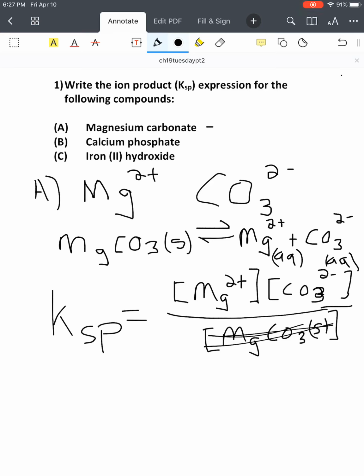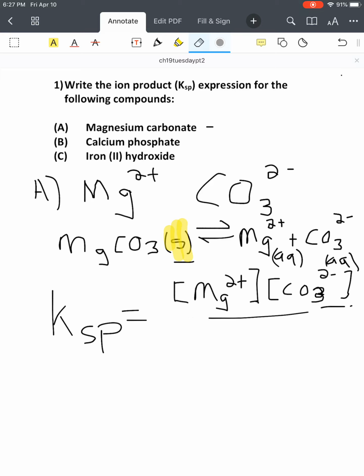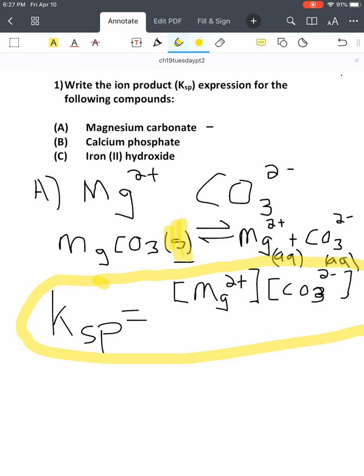And the reason why is because for a KSP equilibrium, that stuff is always a solid. Solids do not appear in equilibrium constant expressions, do they? Pure solids don't. As long as some of the solid is there, we can establish the equilibrium. We don't need to show it. Okay? So our KSP expression for magnesium carbonate is that right there. It's just the concentration of the magnesium ion times the concentration of the carbonate ion once equilibrium is reached. Okay? All right, so that's A.